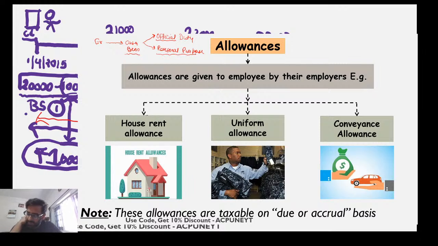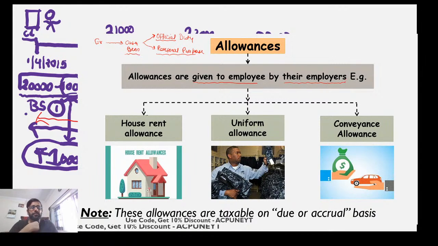B was correct. A. Allowances are given to employee by their employers. Is it clear? Employer can give cash benefit to employees. It can be in nature of official duty. It can be in nature of personal purpose. So allowances are given to employee by their employers.